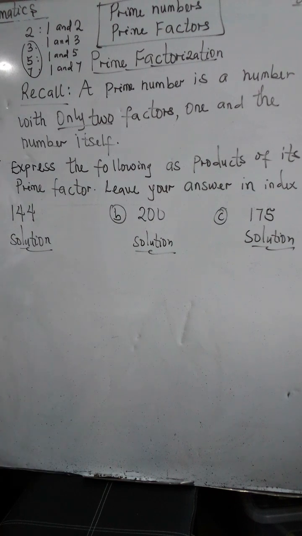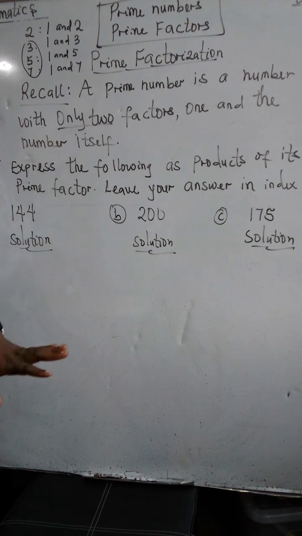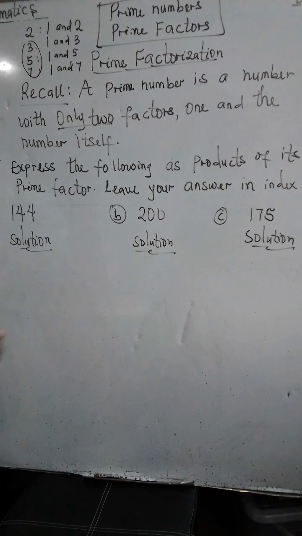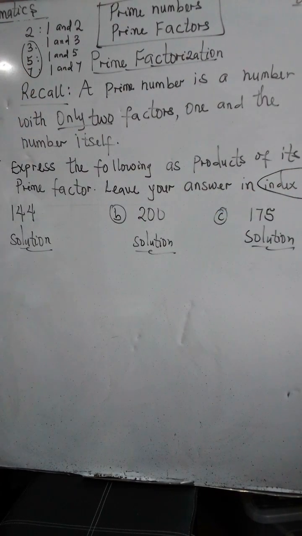I told you already that the reason it's important we learn about this prime factorization, and how to leave numbers in index form, is that it will aid us when we see numbers in their index form and we want to look for the HCF or the LCM of numbers like that. But look at this. There is a question here.